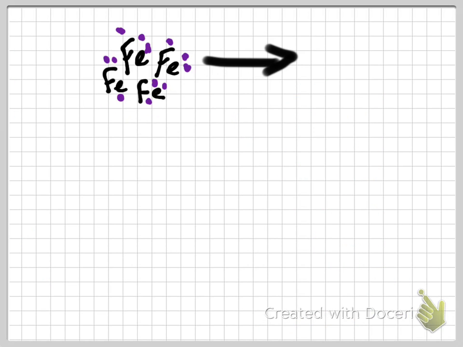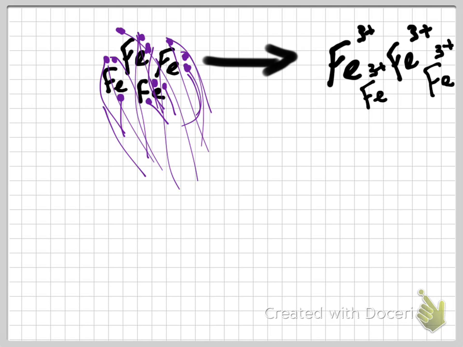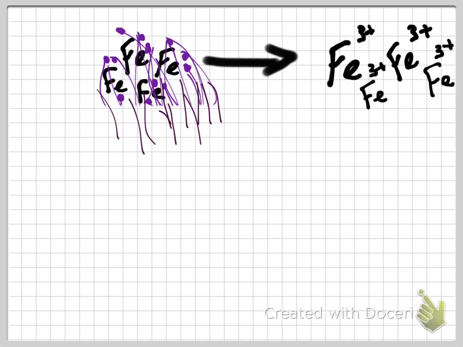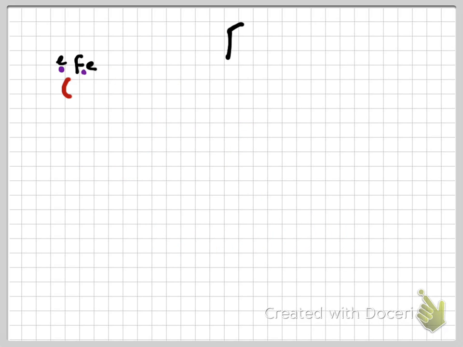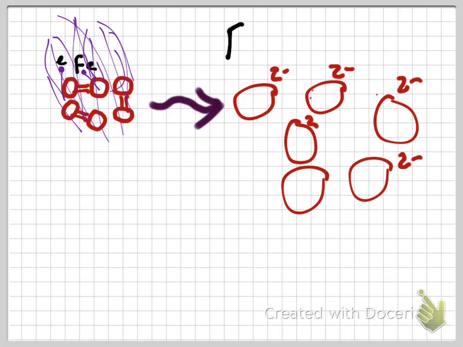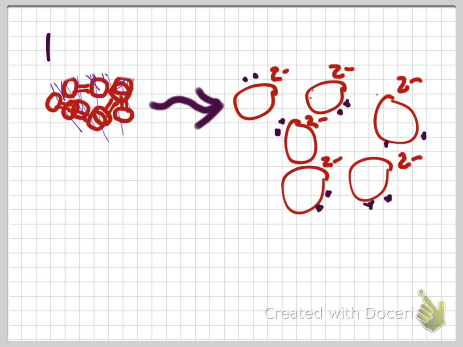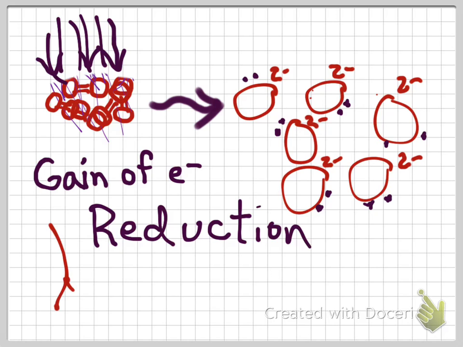We often think of this as two separate chemical reactions: the iron losing electrons and becoming positively charged, and the oxygen gaining electrons and becoming negatively charged. The loss of electrons we call oxidation. The gain of electrons by the oxygen results in a change in the oxidation state from 0 to -2, or a reduction in the oxidation state. The gain of electrons we call reduction.